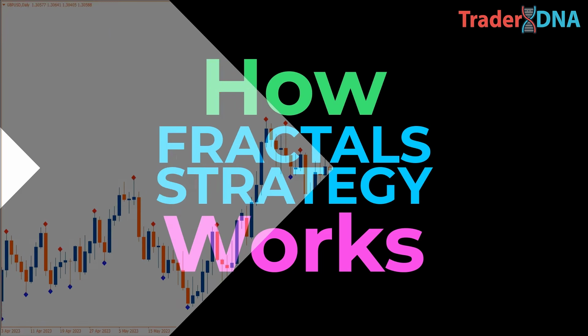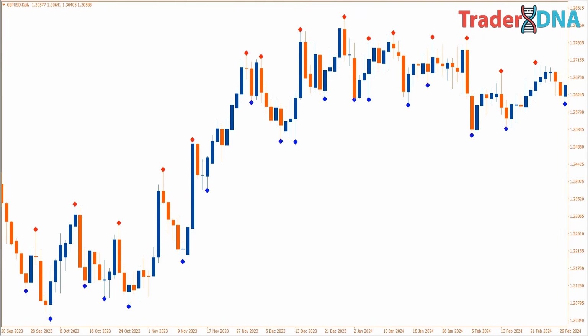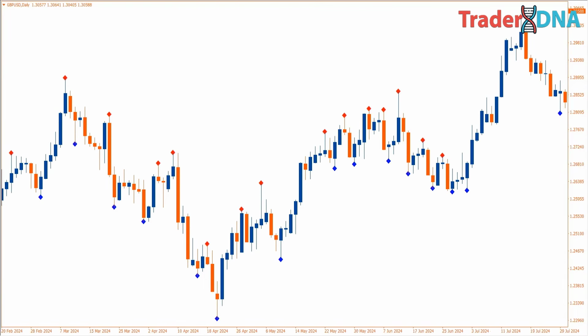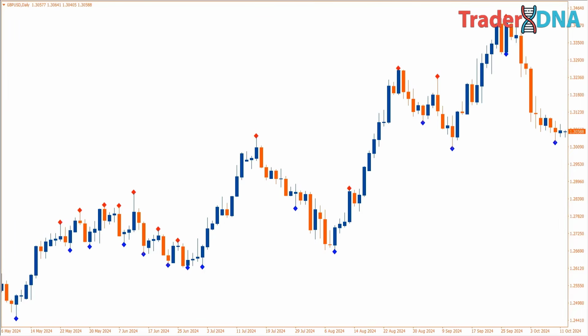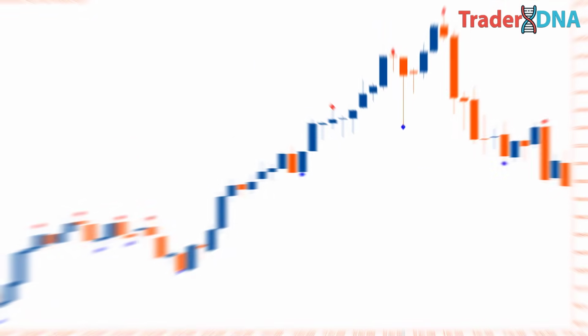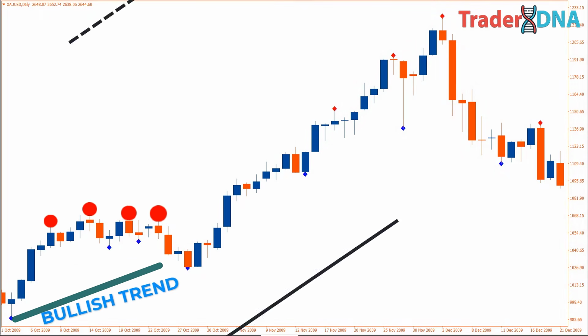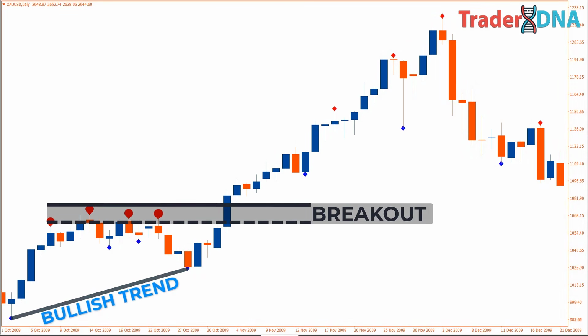We're talking about the Fractal Breakout strategy, and unlike random guesswork or jumping in based on pure emotion, this method follows a clear, logical process that's been used by pros to catch huge moves in the market. Here's how it works. This strategy is built around the idea of trading breakouts, but not just any breakout. We're using fractal patterns as our guide.